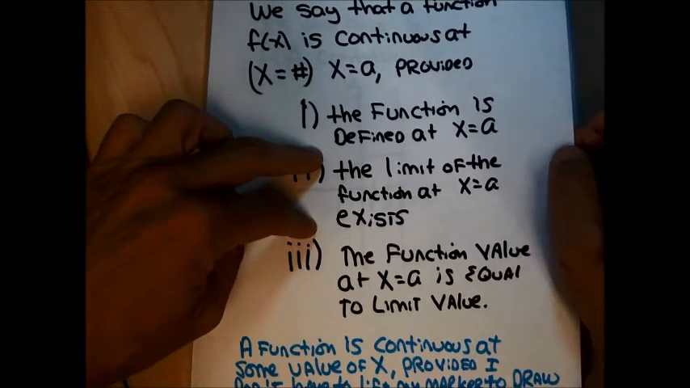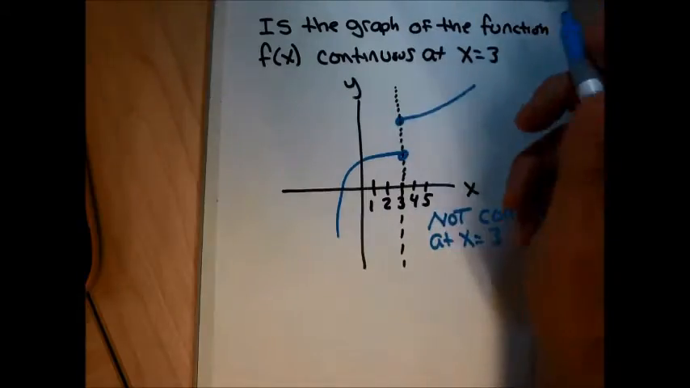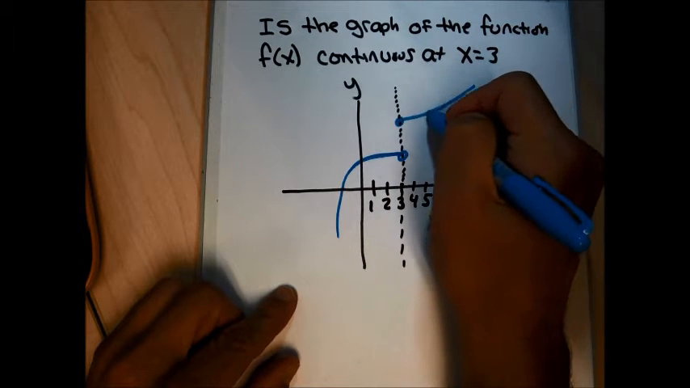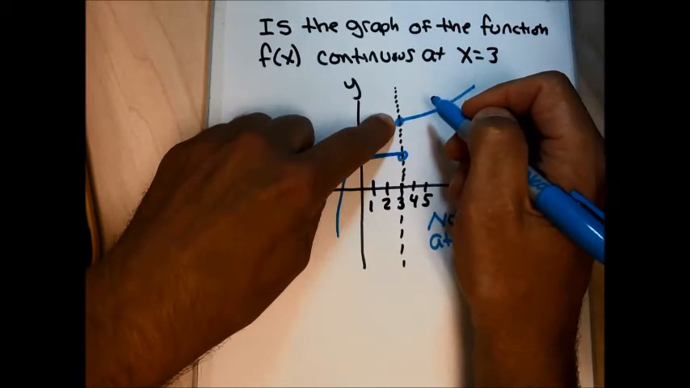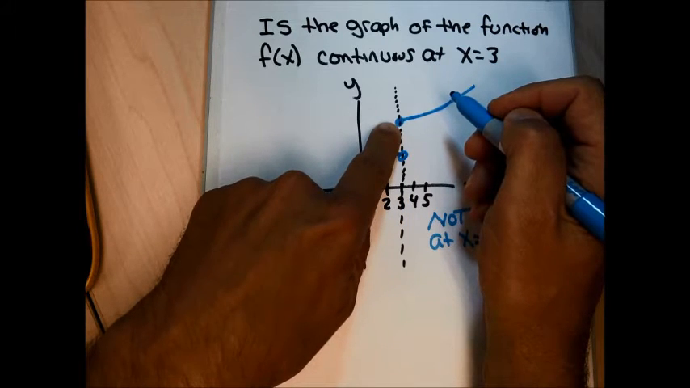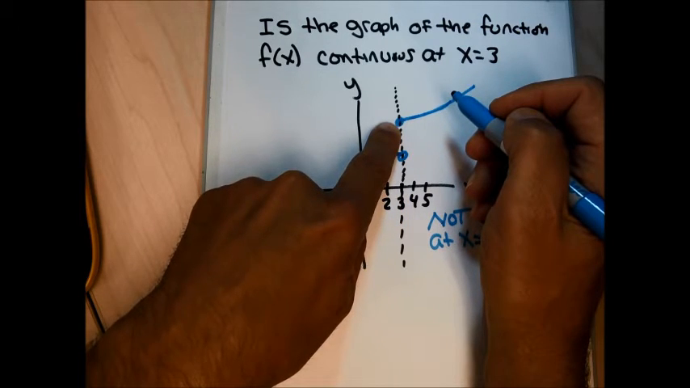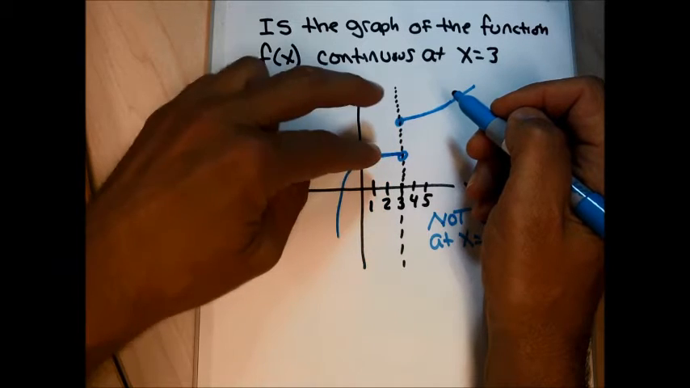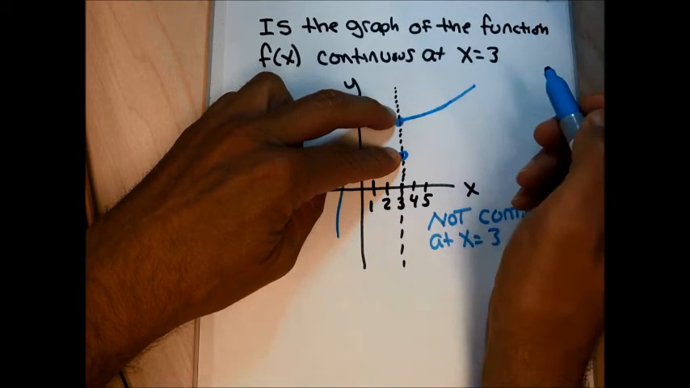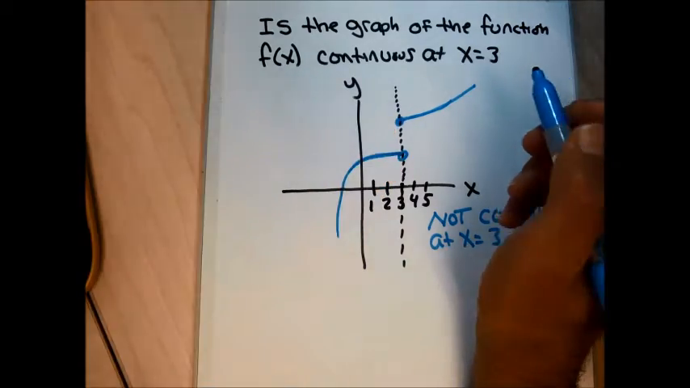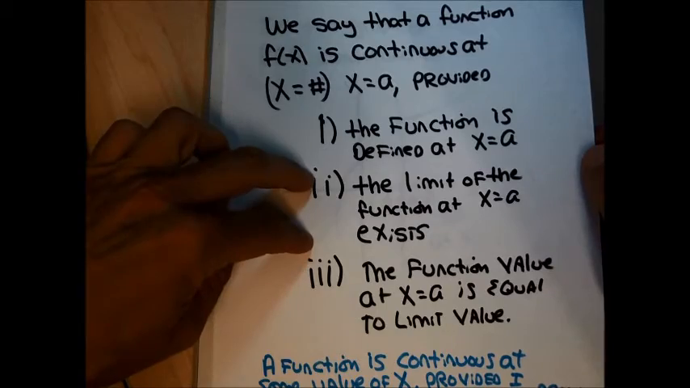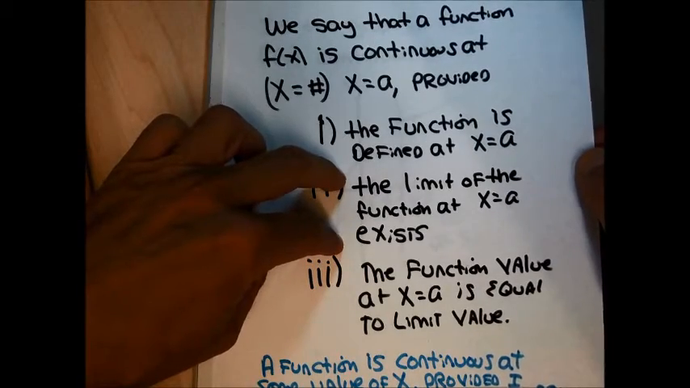Does the limit of the function exist? Well, the left-hand limit is the y value of this point. The right-hand limit is the value of the y coordinate of that point. Because the left-hand limit and the right-hand limit aren't the same, the function's limit doesn't exist at that point. So the reason this function isn't continuous at x equals 3 is because the limit doesn't exist at x equals 3.